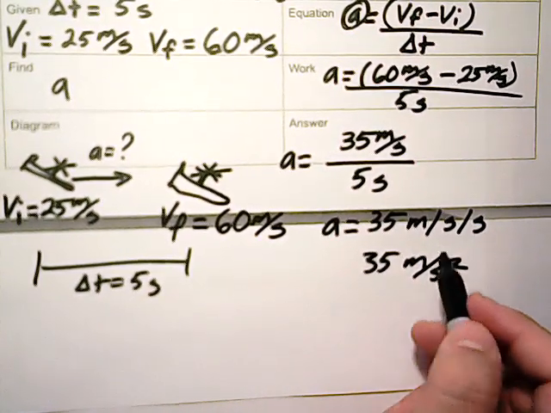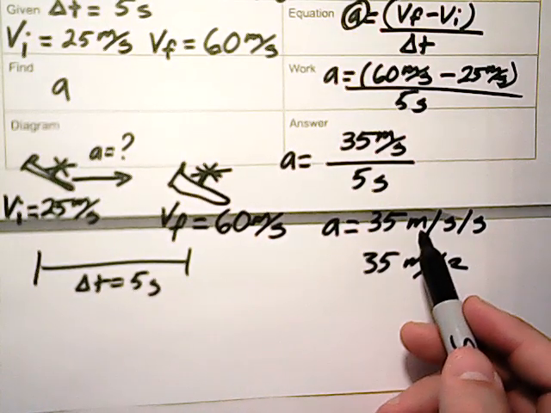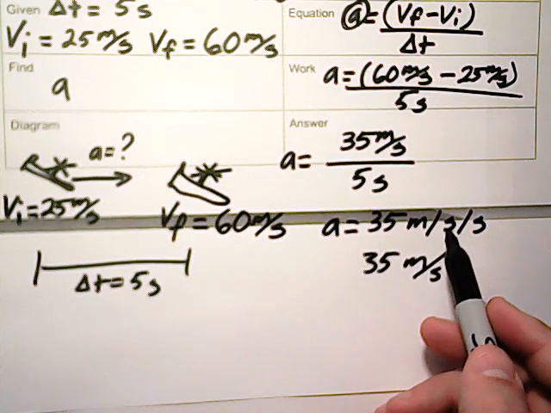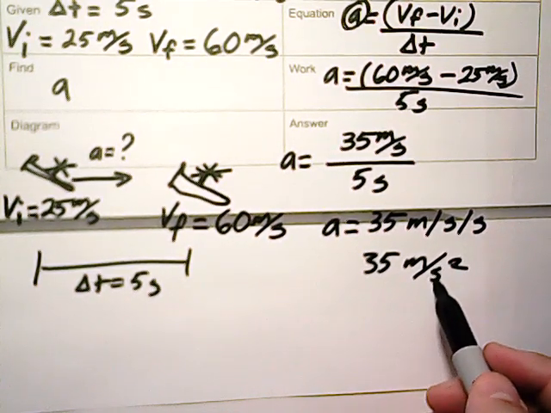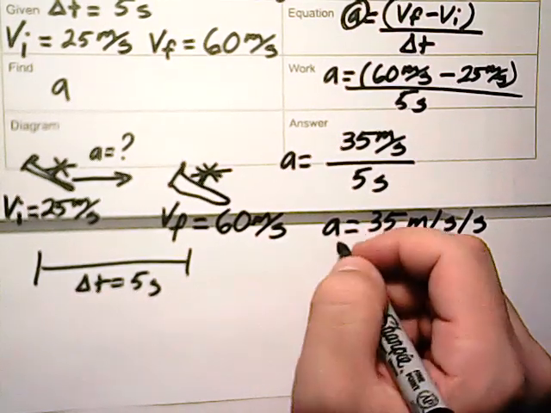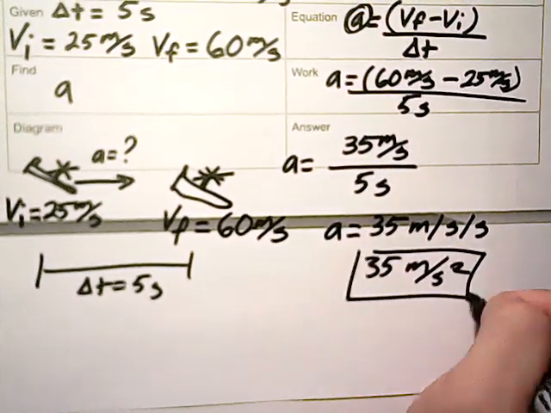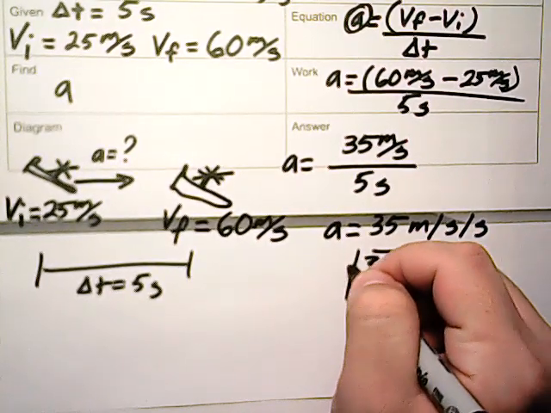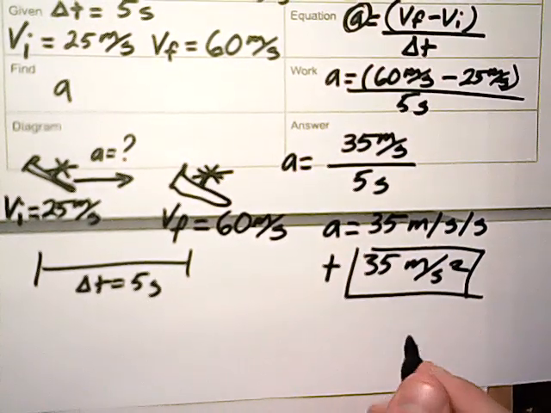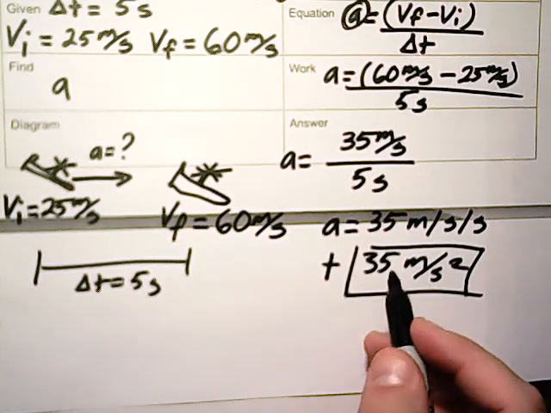You could write either of these. So we say this as meters per second, or meters per second squared. This is a positive acceleration, so we want to show that it's positive by putting a plus sign in front of it. So positive 35.